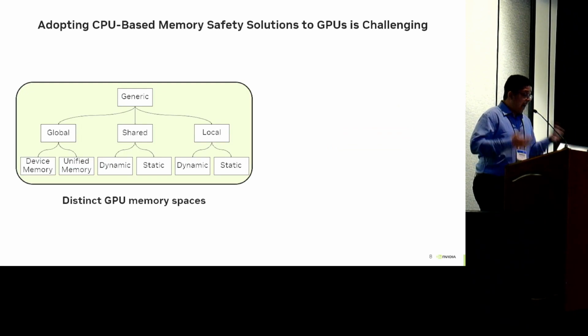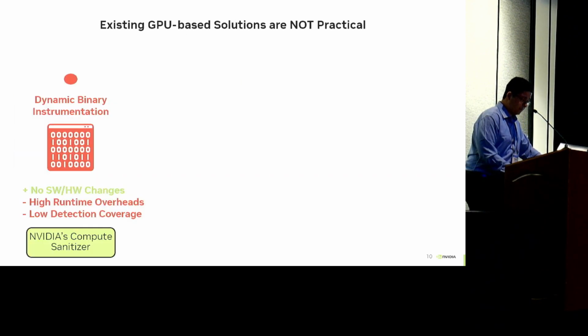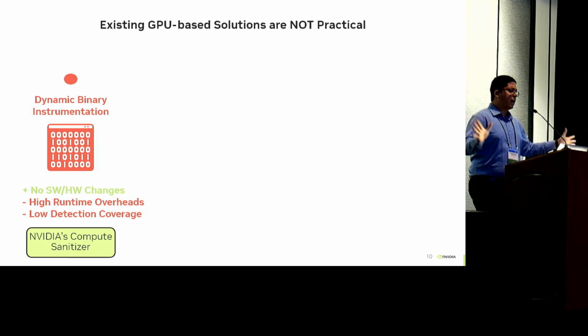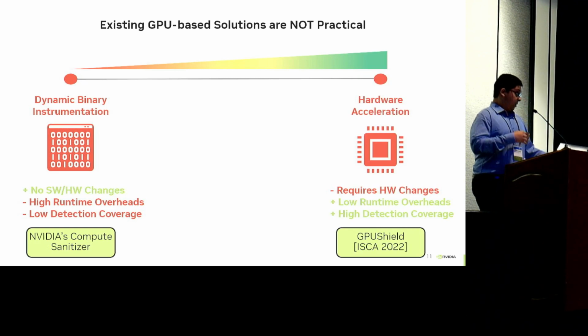In fact, adapting existing CPU-based memory safety solutions to GPUs is challenging due to the various memory spaces on GPUs and their massively multi-threaded nature. As a result, current GPU-based solutions are not practical. On one hand, dynamic binary instrumentation tools like NVIDIA's Compute Sanitizer require no software or hardware changes, but they do come with significant runtime overheads, and they also offer low error detection coverage. On the other end of the spectrum, hardware-accelerated solutions like GPU Shield come with negligible slowdowns, but they cannot be deployed on existing GPUs.